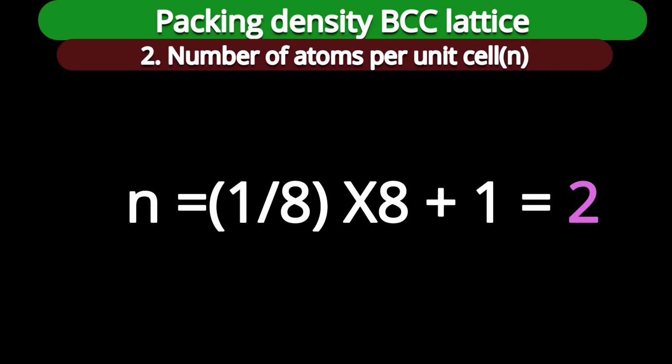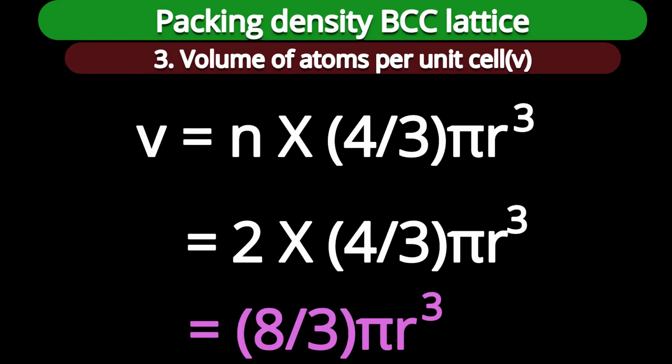Total number of atoms in BCC arrangement is equal to 1 upon 8 into 8. Why 1 upon 8? Because the atom at a corner has a contribution to the unit cell of only 1/8. And why 8? Because such 8 corners are there in a cube. Therefore 1 upon 8 into 8 is equal to 1. Plus the atom at the center of the cube is there. Its complete contribution is there. So 1 into 1. What is the total? 2. What does it mean? 2 atoms are there in one BCC unit cell.